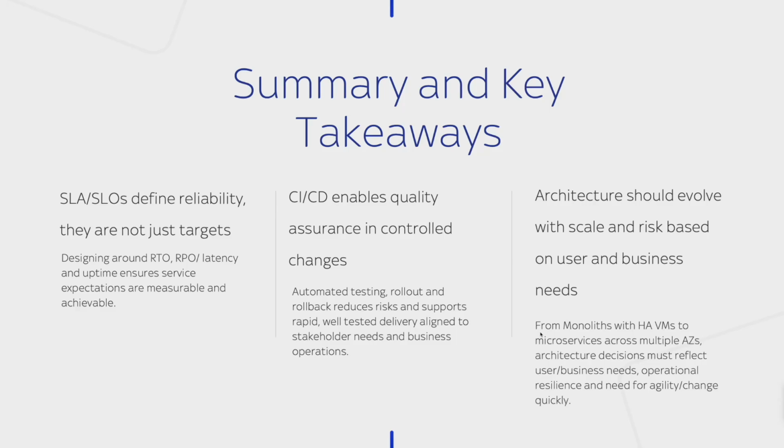And finally, architecture must evolve with scale and complexity, starting from monoliths deployed on resilient VMs to cloud-native microservices spread across different AZs. Each decision has to reflect operational risk, agility, and the growing demands of the business and its users. Together, these pillars shape the foundations for a secure, reliable, scalable software delivery, as I discovered through my analysis, investigations, and then obviously the implementation of this deployment plan and strategy.